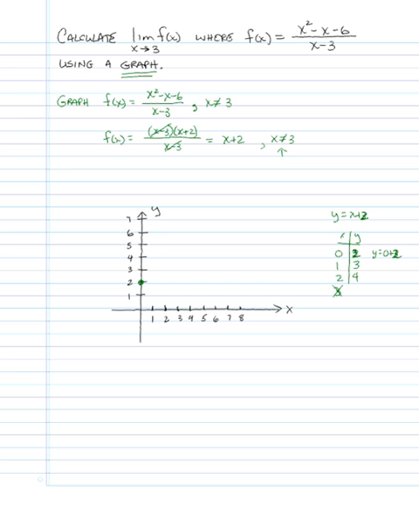0, 2 would be this point, and 1, 3 would be this point, and 2, 4 would be this point, and we could choose more points, but let's remember, not that this would be part of our graph, but since x can't be 3, where the line is going through this position, that point can't be on the graph.